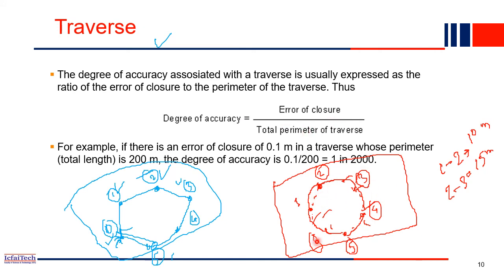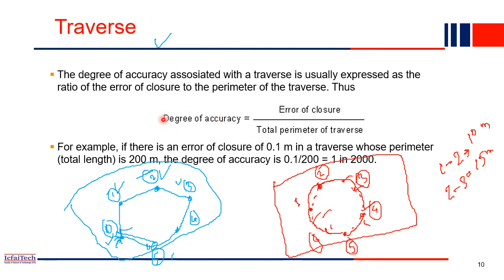Closure means it should be 155, because you know the true value, since it is a circular pattern you have followed. So the error of closure is 5 meters, because as per 2 pi r you got 155, but in your measurement you got 150. So 5 meters is the error. Then 5 meters divided by the total perimeter of the traverse, which is 155, will give you the degree of accuracy in the traverse.